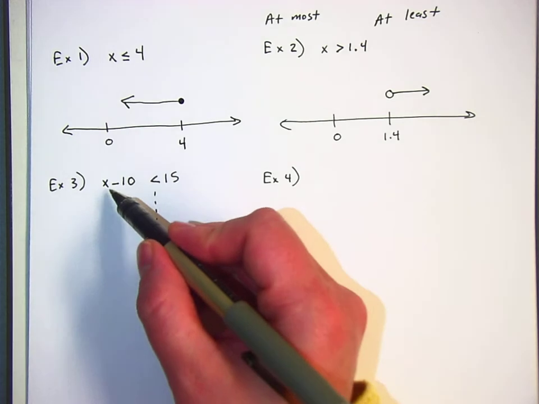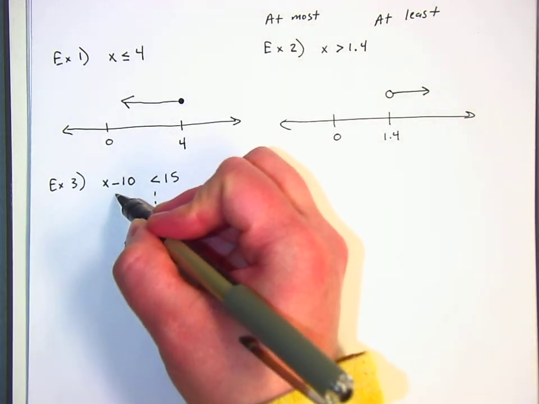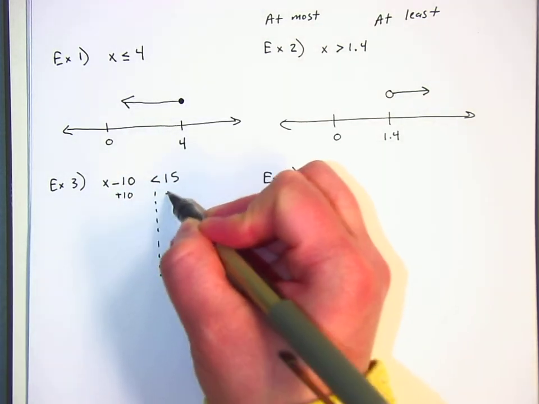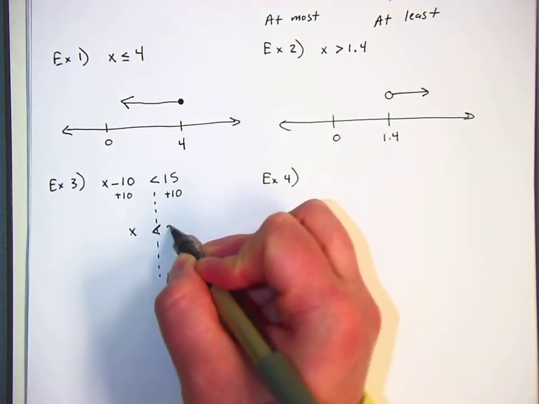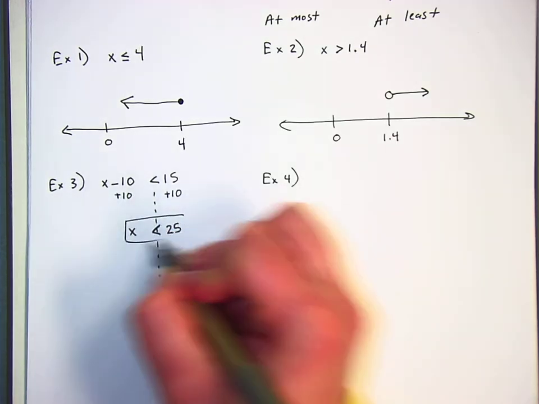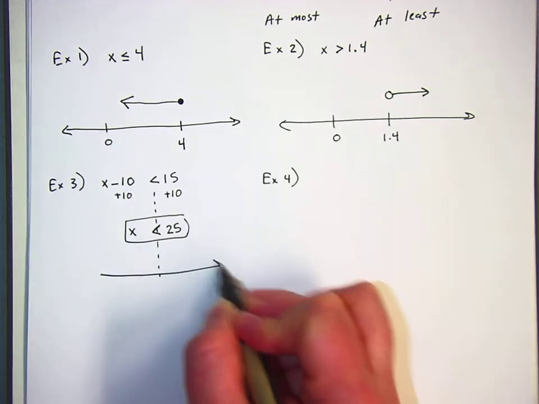So to get x by itself, to get rid of the minus 10, I'm going to add 10 to both sides. That leaves you with x is less than 25, which is my answer. And then I'm going to put that on a number line.